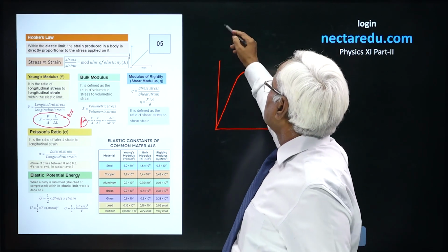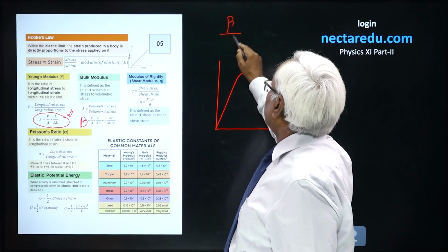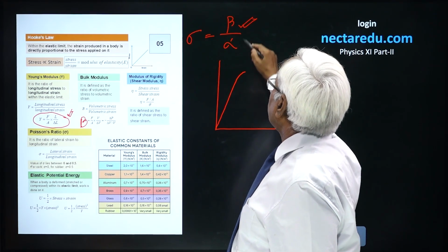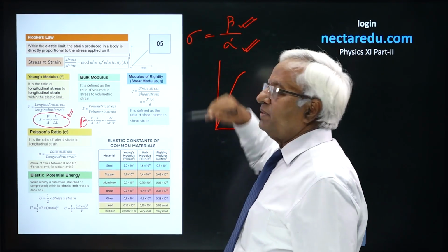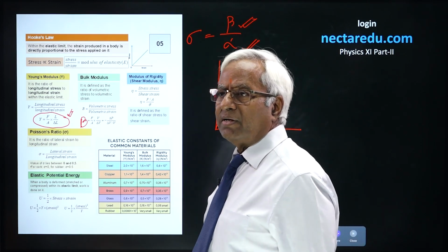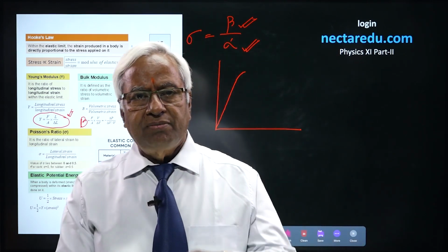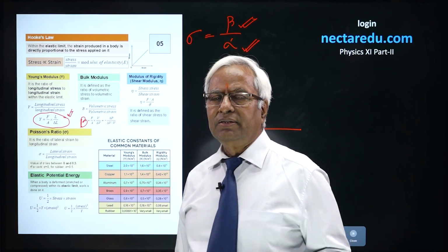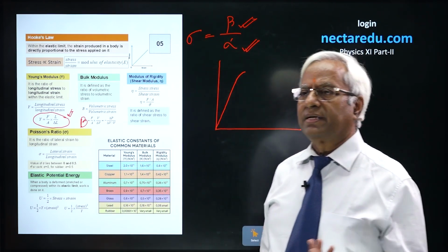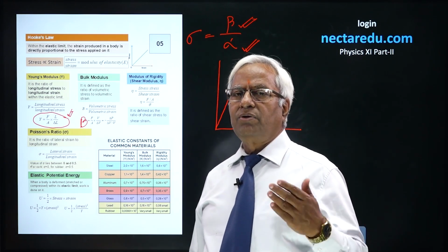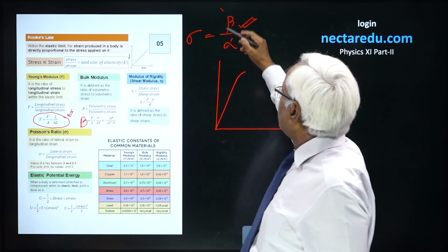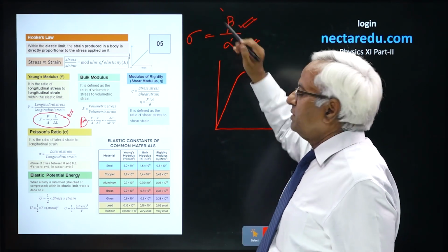Then Poisson's ratio, beta upon alpha, that is Poisson's ratio, lateral strain and primary strain. Primary strain means you first change the length of the wire, then it is followed by the change in radius. That's why the nomenclature primary and secondary. It's also known as longitudinal and lateral. This is known as lateral strain. This is known as longitudinal strain.